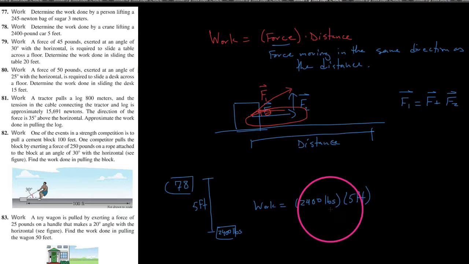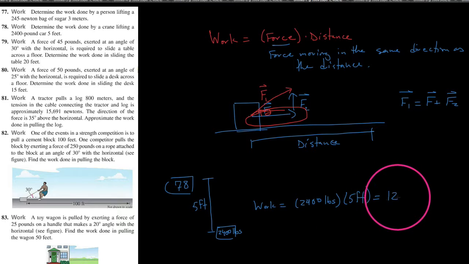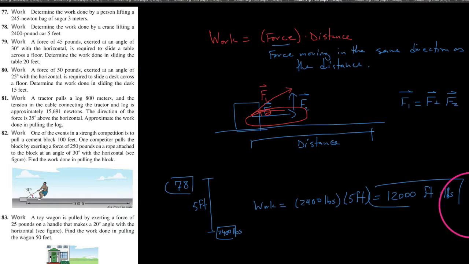And so what we end up with is 12,000 foot-pounds worth of work here. 12,000 foot-pounds is our work, because we took the force that is in the direction of the distance we're traveling times the distance that we're traveling.